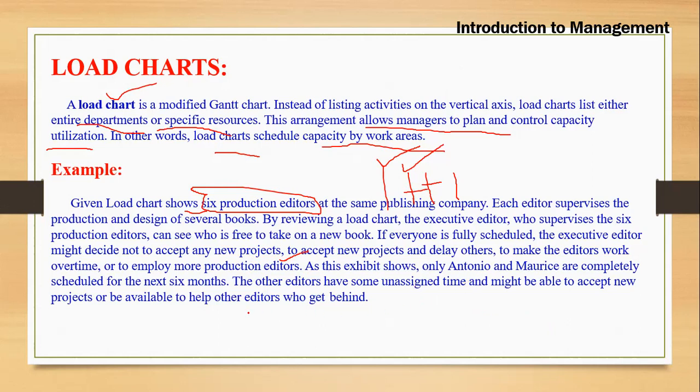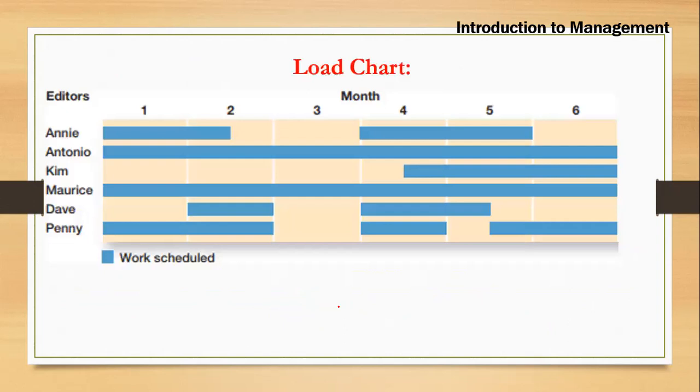So scheduling for the next 6 months can be possible because of load chart, and another editor has some unassigned time and might be able to accept a new project or be available to help other editors who get behind. So this is how they can manage their work. कि जो पीछे रह गया उनको manage कर सकता है, like Annie, Anthony, Kim, and these are the different names of the different editors, and everyone is busy over here.